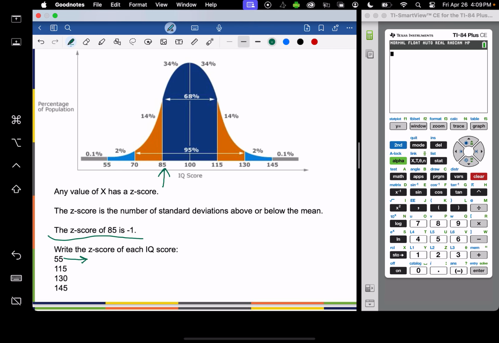So for 55, that is 3 standard deviations below the mean, so -3. 115 is above average, so that would be a +1. You do not have to write a plus on the 1, I just did that to emphasize it. 130 would be z equals 2, and 145 would be z equals 3. So you're just saying how far above or below average it is in terms of the standard deviations.